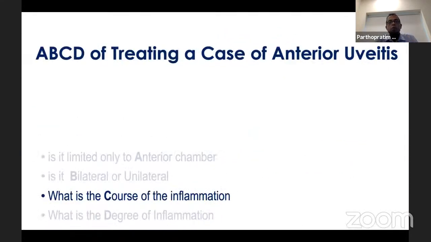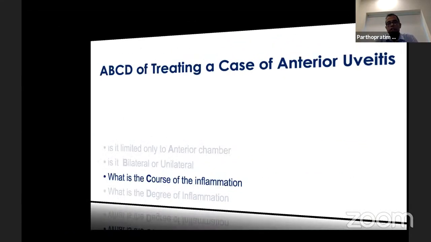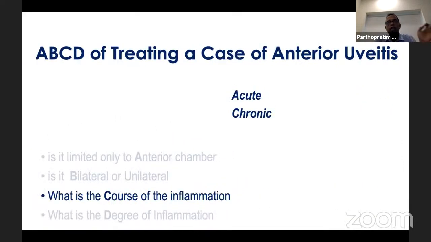So next is, what is the course of the inflammation? This is very important. Broadly, though the SUN classification has given some descriptors, we understand that it is acute and chronic. So you have to differentiate any uveitis as acute or chronic. From history taking, you can pinpoint.